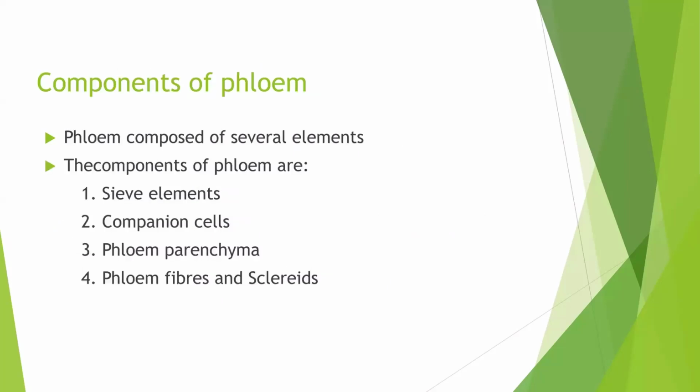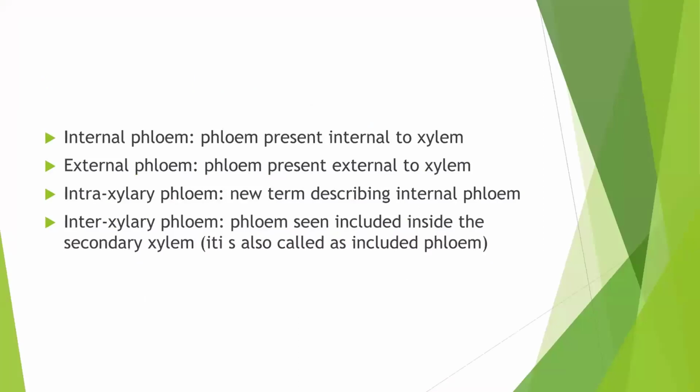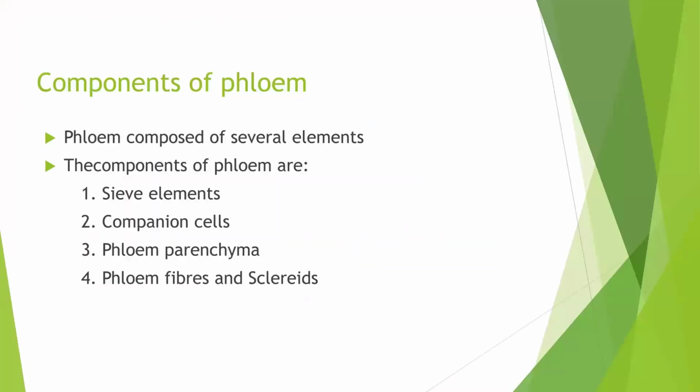So next one is the components of phloem. Phloem is composed of several elements like sieve elements. Sieve cells and sieve tubes come under sieve elements. Then companion cells, phloem parenchyma, and phloem fibers and sclereids. Another name is sclerites. So these are the components: sieve elements, companion cells, phloem parenchyma, and phloem fibers.